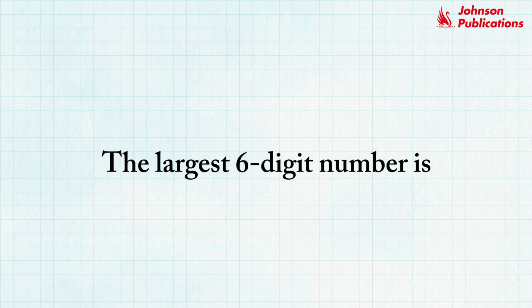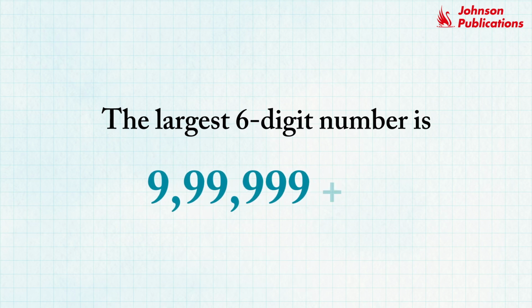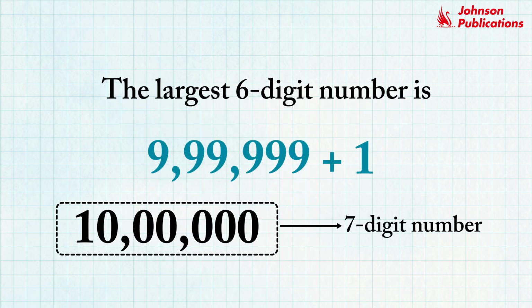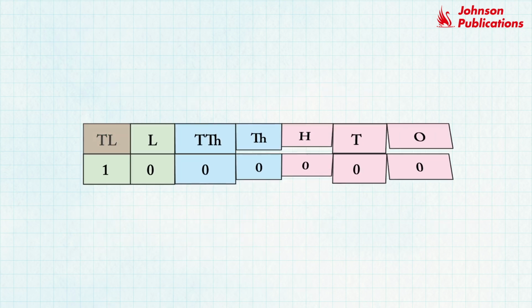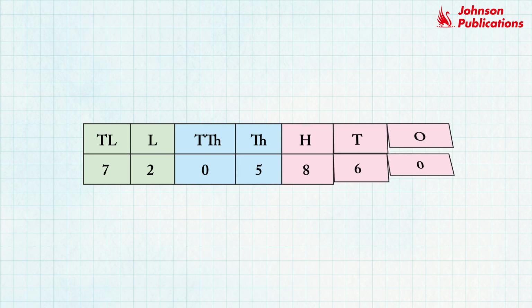We know that the largest 6-digit number is this. If we add 1 to this number, we will get the smallest 7-digit number, that is 10 lakh. 10 lakh is represented in short as TL in the place value chart. We represent this number in the place value chart like this.